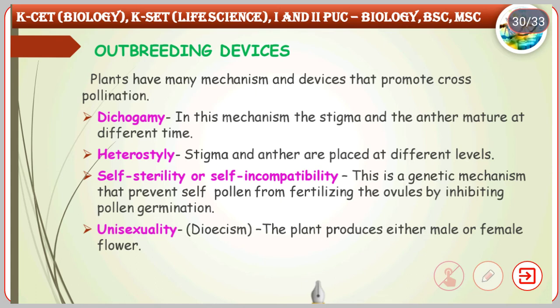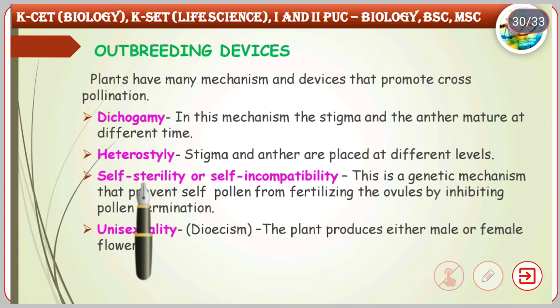Okay, so in outbreeding devices, plants have many mechanisms and devices that promote cross pollination. For xenogamy, there are many devices and mechanisms. Okay, so let us see what those mechanisms and devices are. First one is dichogamy. In this dichogamy mechanism, the stigma and the anther mature at different times, so that there will be cross pollination. Okay, so this is one type of device.